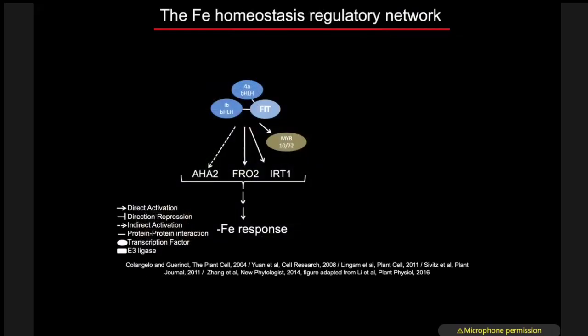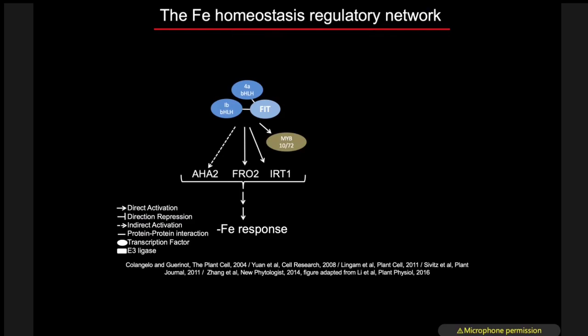And so, when I was a postdoc in Philip Benfey's lab, he was really interested in cell sorting and looking at regulatory networks that were involved in individual cell types. And so I became intrigued at the idea of using cell sorting to look at what was happening in individual cell types of the roots with respect to iron deficiency.